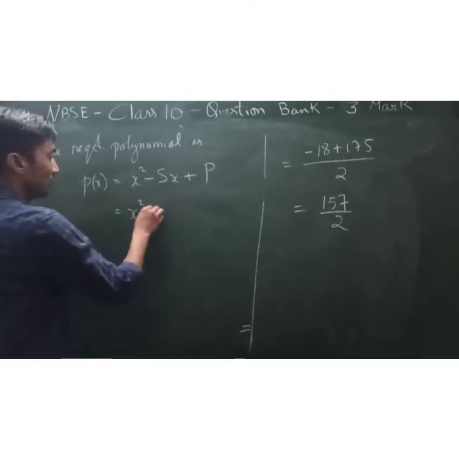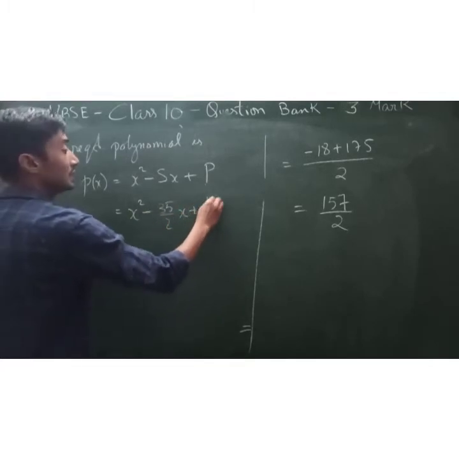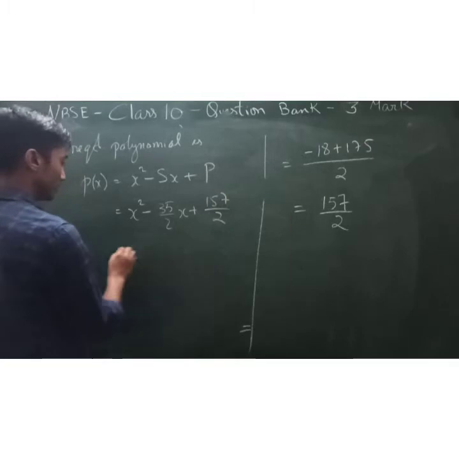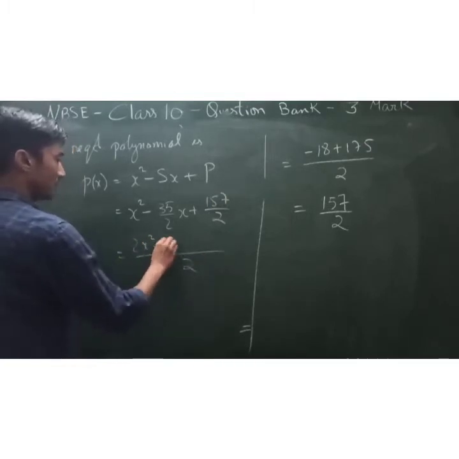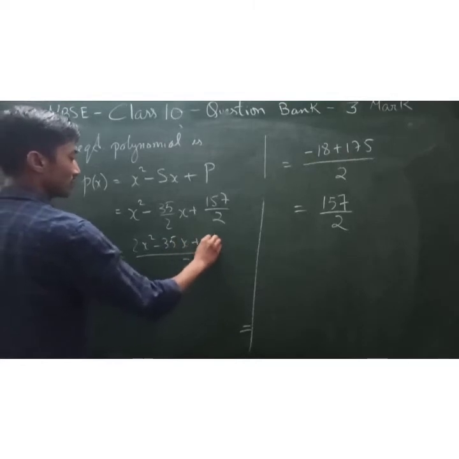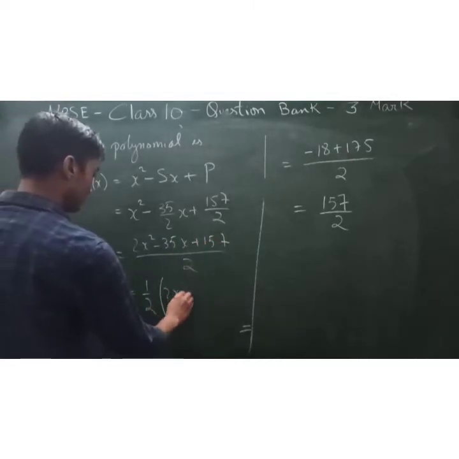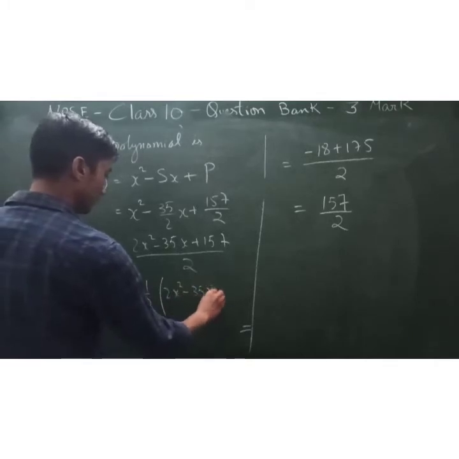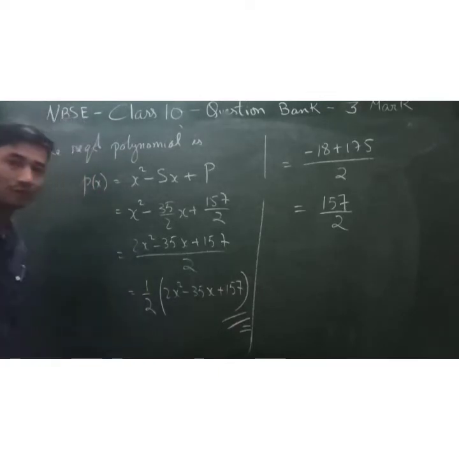So that's x² minus, sum was 35 by 2, x plus product is 157 by 2. Of course you can take 2 as the LCM. We'll have 1 by 2 into 2x² minus 35x plus 157. So 2x² minus 35x plus 157 is the required polynomial.